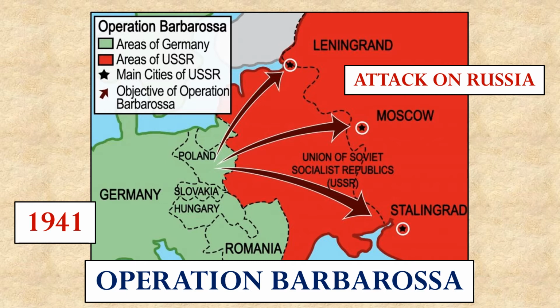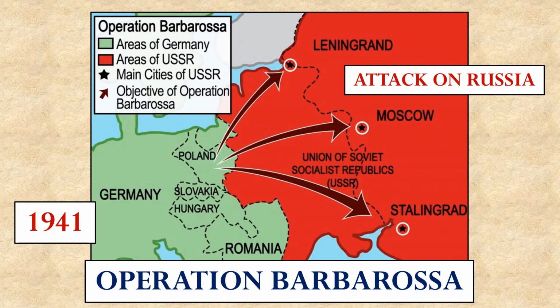Now, when he did attack Russia, he had three goals, three different main objectives. In the north, to capture the major Russian city of Leningrad. In the middle, to capture the capital of Moscow. And in the south, to capture the city of Stalingrad. Stalingrad was named after the leader of the Soviet Union at the time, Joseph Stalin. But it wasn't a goal for the Germans to capture it just because it would be insulting to Stalin to have a city named after him fall into German hands. No, there was an important strategic need to capture it.